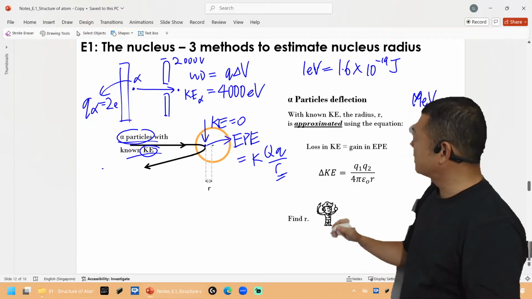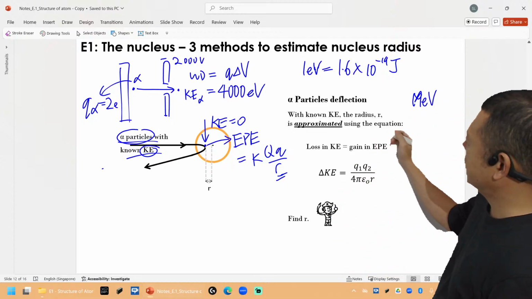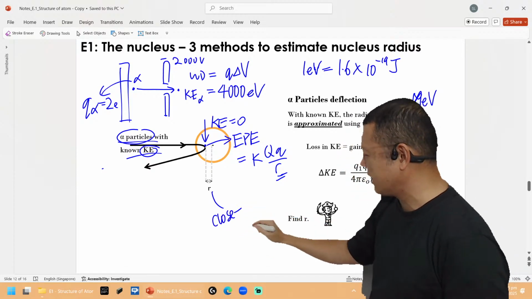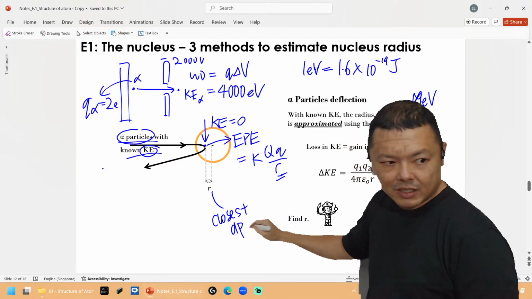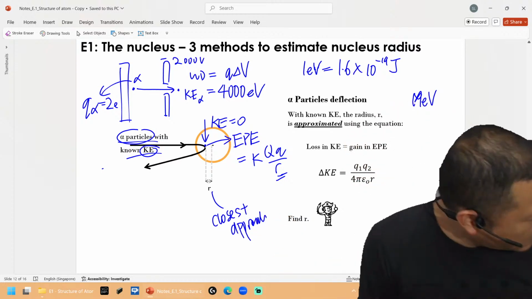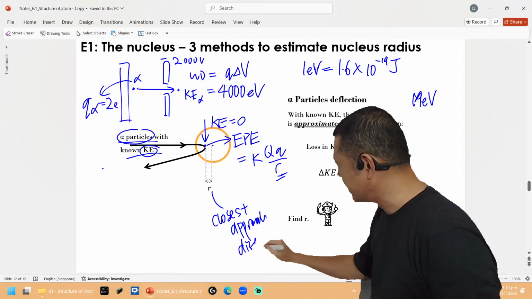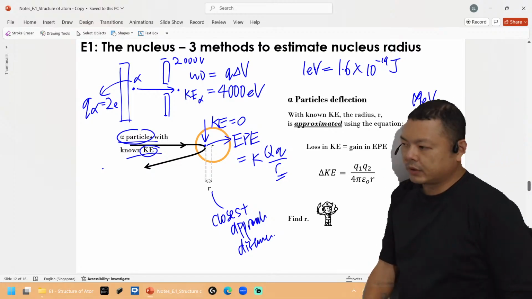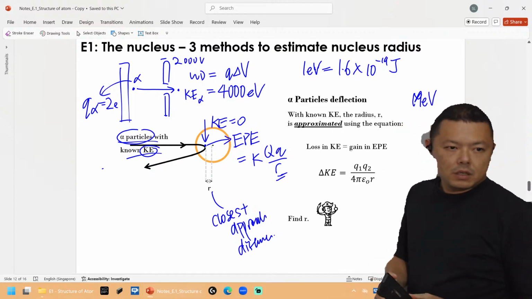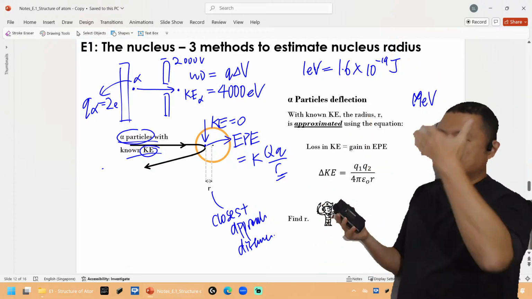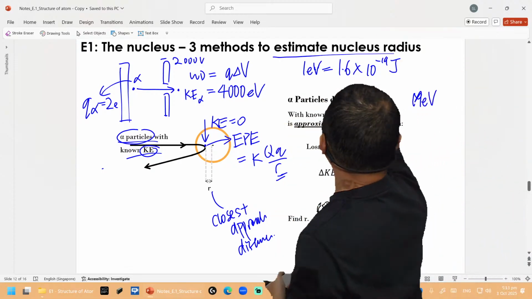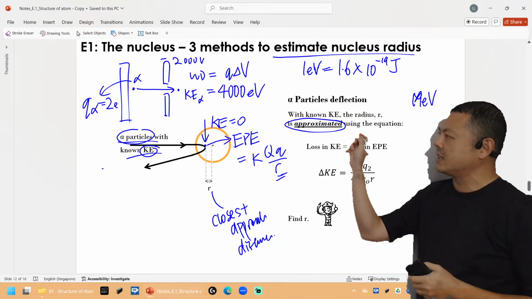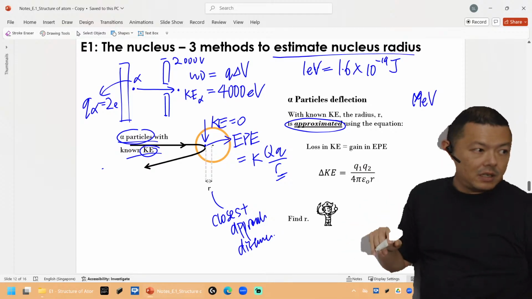Closest approach distance. It's not written here, so r is called the closest approach distance. Now, what's the significance of having this closest approach distance? At the end of the day, what we're trying to do in this picture is estimate the nuclear radius. This would be a good approximation, but it's an approximation only. This is not the best method.